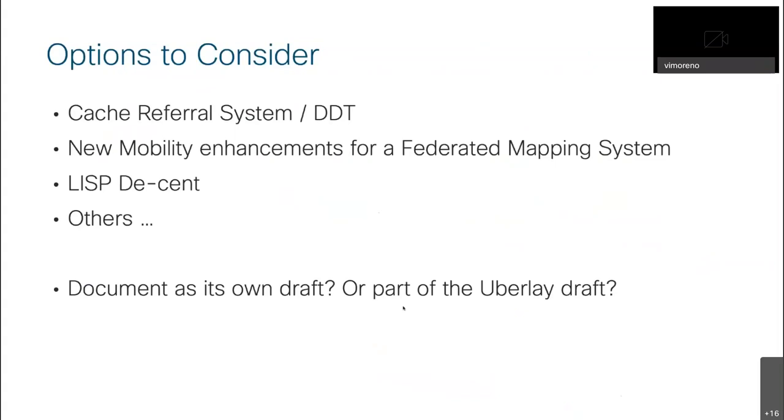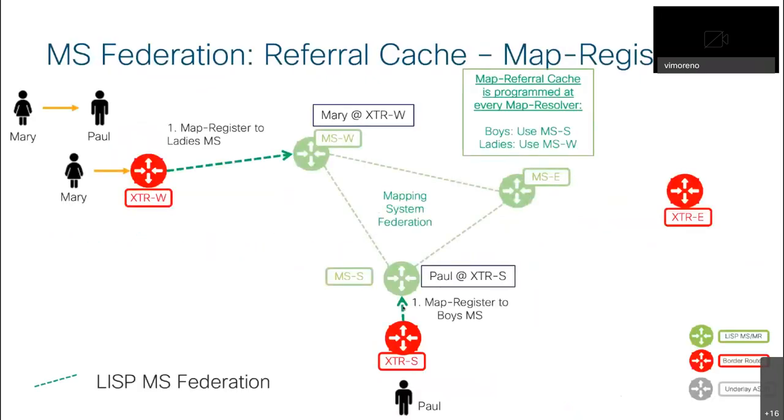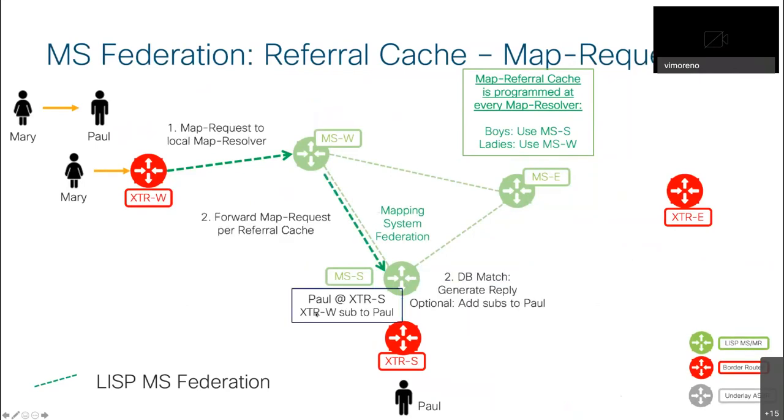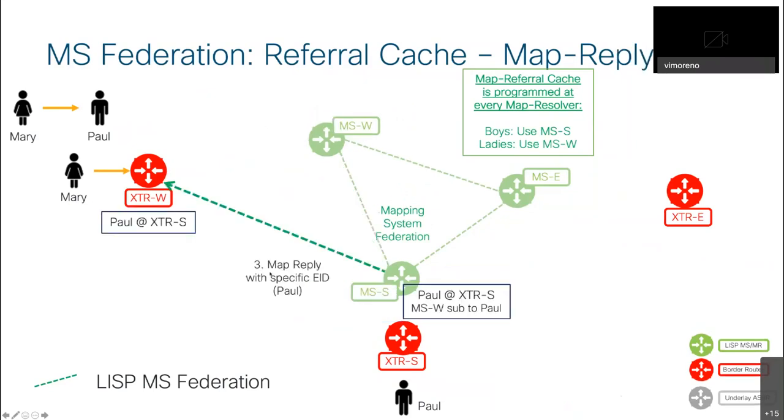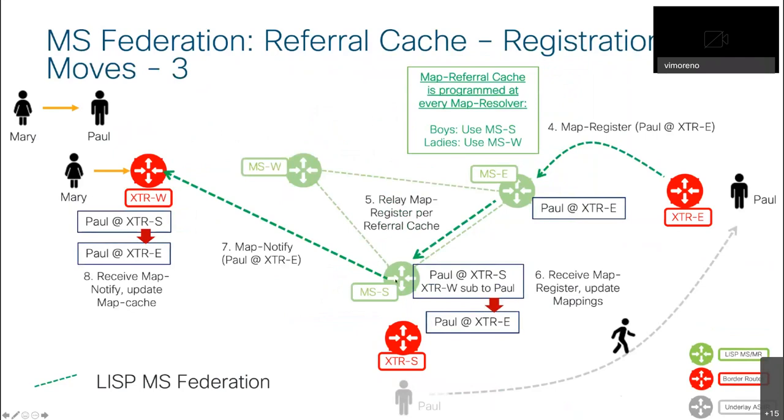So for instance, the cache referral system, if I went through it, you'll see that the registration of, let's go through an example, right? But the registration, I've got boys and girls, right? And all ladies will be registered to the West mapping system, and all boys would be registered to the South mapping system. So if you were to think of the girls mapping system as Inmarsat and the boys mapping system as Viasat, we basically didn't meet the requirement, which was I want anybody who attaches to my region to be registered with me. And in this case, we would be basically having, for instance, Paul moves to a different region. He still is registered with his original mapping system. I'm sorry, I jumped through this very quickly, but.